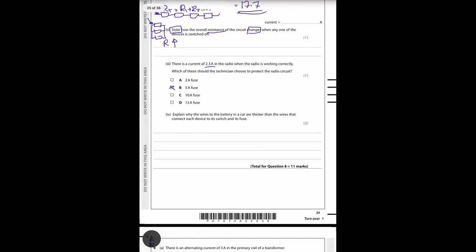Okay, so we can just go straight on to the next one that says explain why the wires in the battery are thicker. So what is the thing that stands out? Well, it's going to be thicker. So that's the key piece of information. So what do I know about thicker wires, and then how can I link to the question? Well, if the wires are thicker, it means that they can carry more current. I know that they're going to have less resistance. So thicker wires have less resistance.